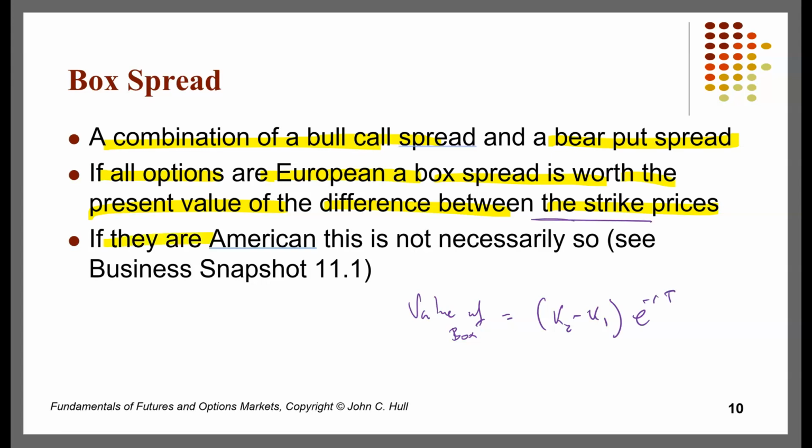Now, if these options are American options, this is not necessarily so. The value is not necessarily a present value of this, and that is because the option can be exercised before maturity. To know more about this, read Business Snapshot 11.1 in your textbook.